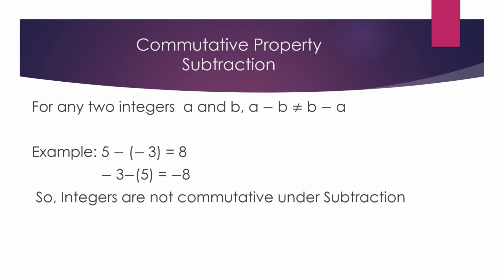Look into the examples. 5 minus of minus 3 gives 8. Minus 3 minus 5 gives us minus 8. Observe carefully. Here the order of the integers have been changed and the result is also different. So if we change the order of the integers while subtracting, then the result is not the same. Therefore, integers are not commutative under subtraction.